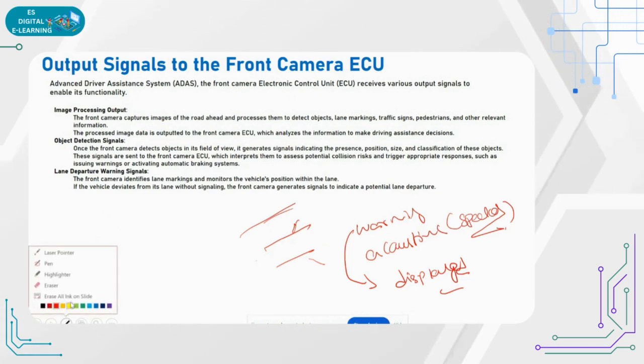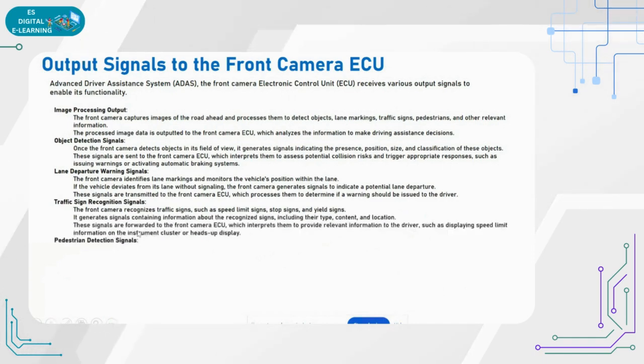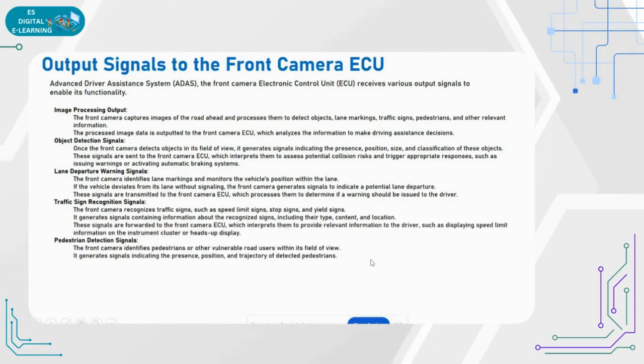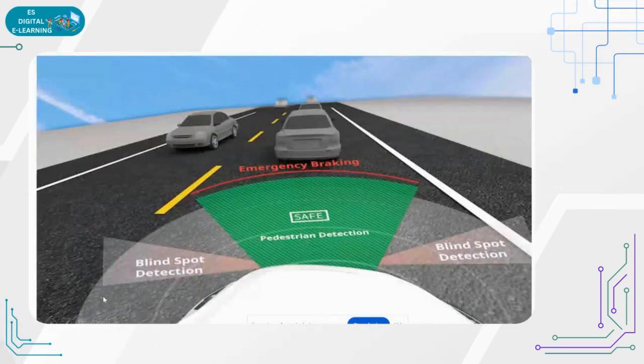Next is traffic sign recognition, like a stop sign or speed limit, something you will get. And next we have the pedestrian detection signals, then the forward collision warning. All of that you will get as a reading. Suppose your vehicle is moving, if you are in a safe zone, you will get it in green color. If you are nearer to it, then automatically the emergency brakes will be applied.